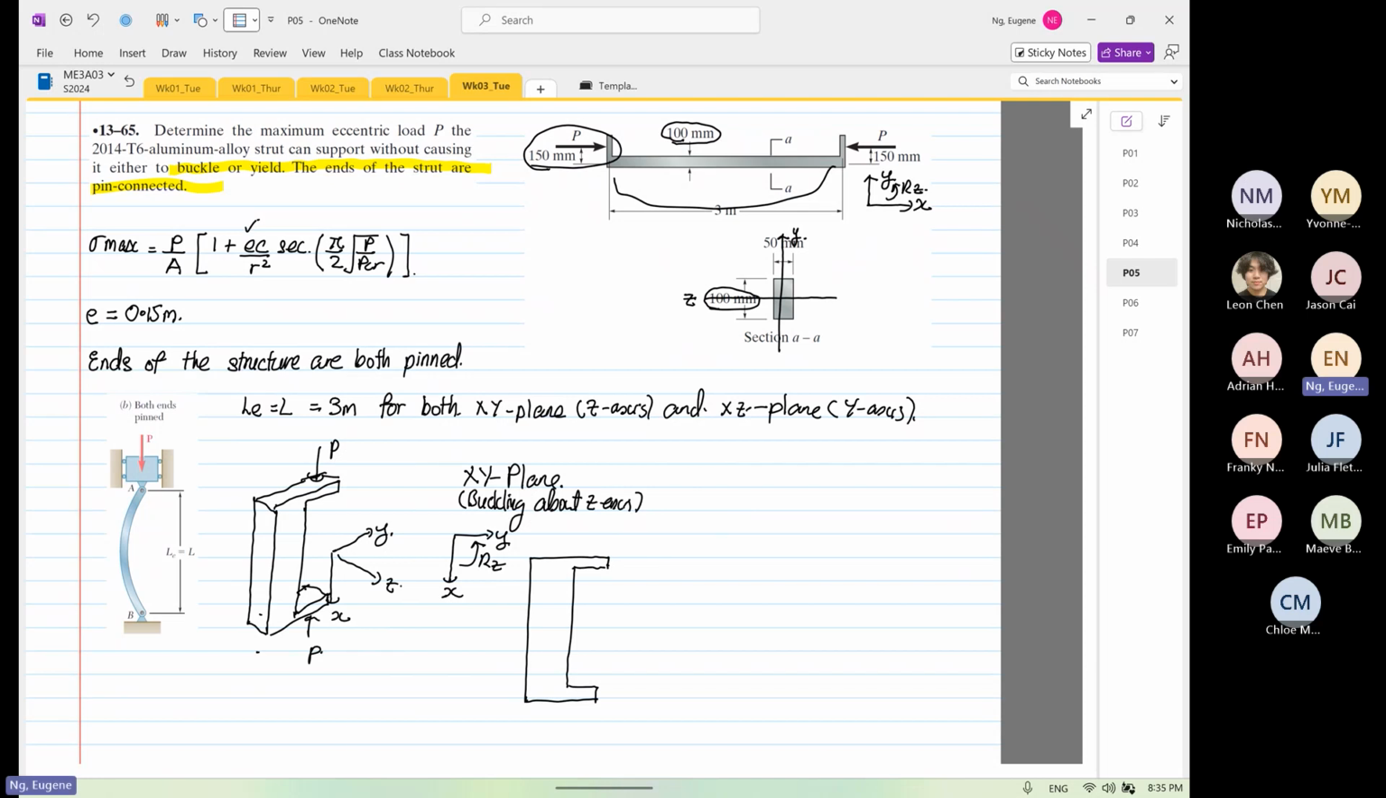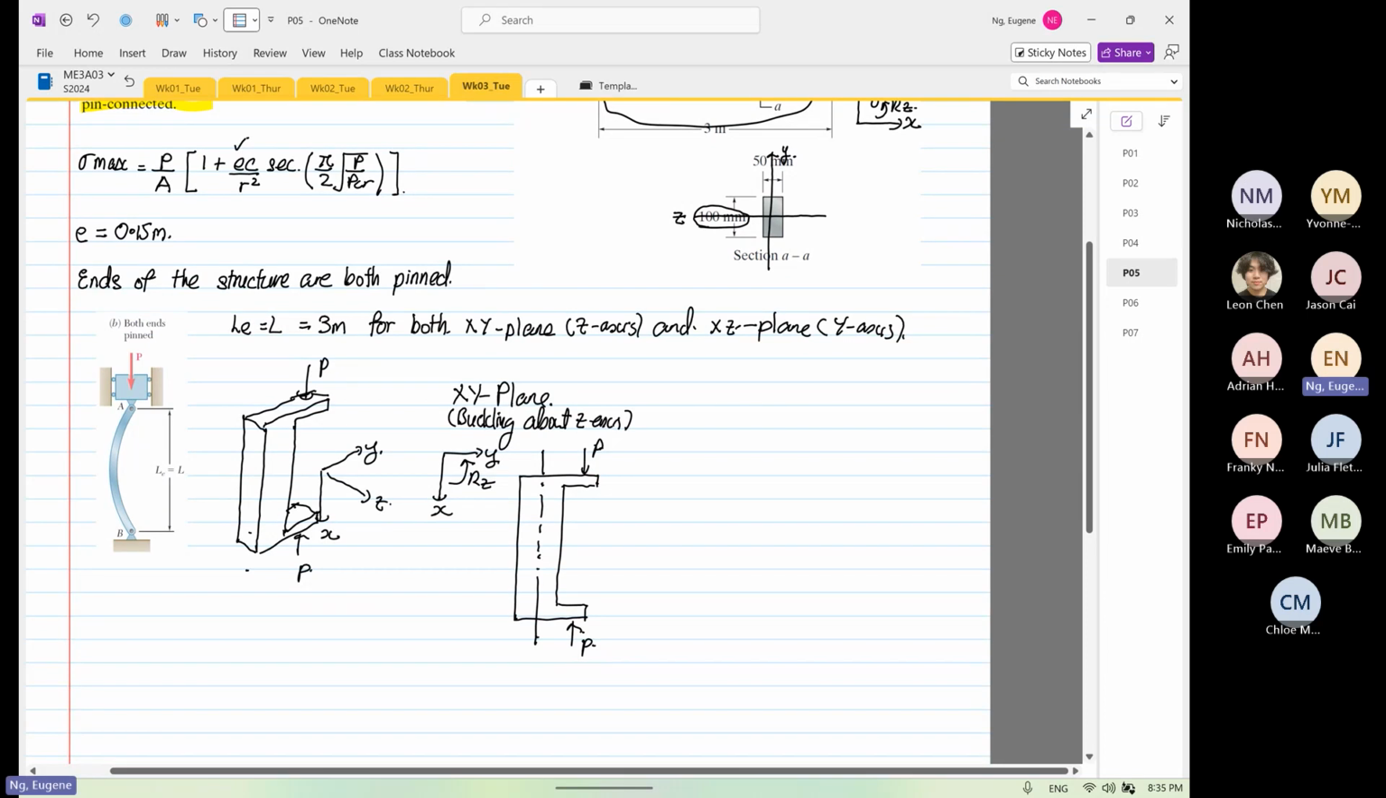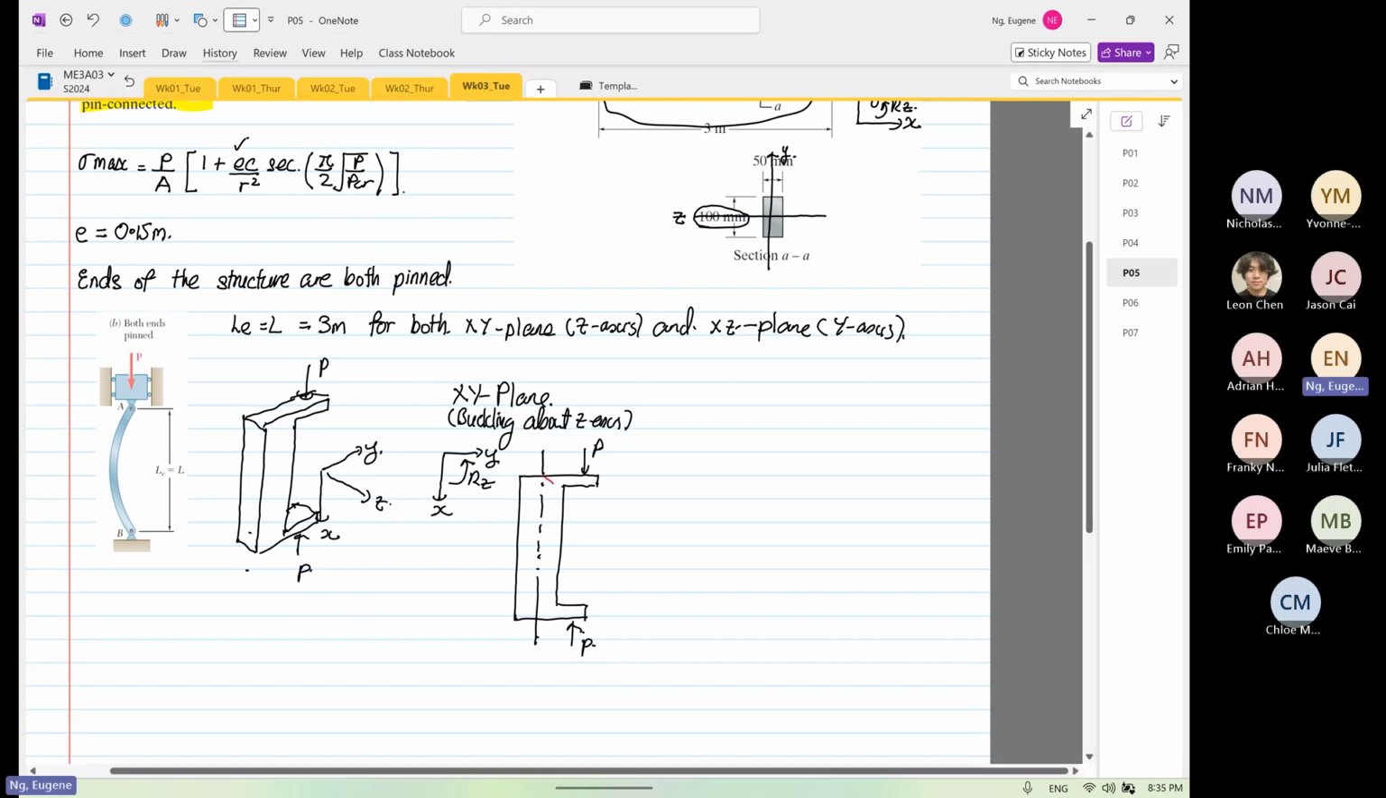And we know from the centroid to here, our applied load. Okay, so this is our P and P down here. So we know that this will be about our Z, the buckling will occur. So I'm going to sketch the buckling. Okay, so buckling will occur this way.